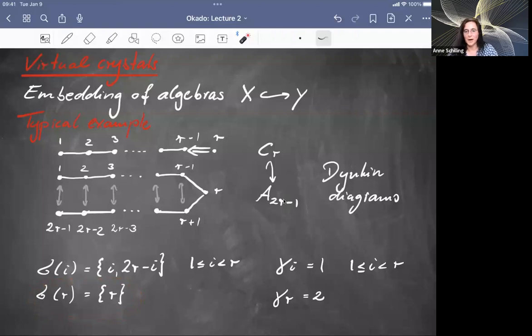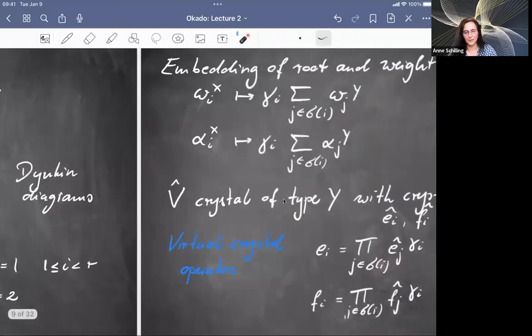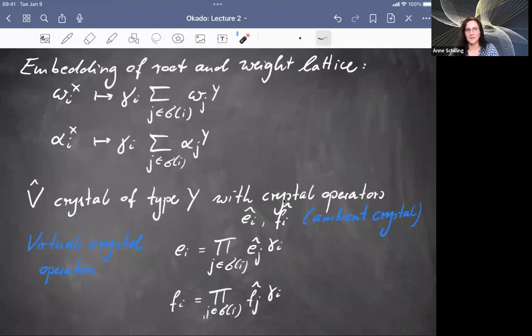Then the other thing that we need to keep track of are what are called multiplicity factors. I'm going to denote them by gamma_i. So gamma_i in this case is equal to 1 for all of these nodes, and it's equal to 2 for node r. That's the data we need. And it turns out that there is an embedding of the root and weight lattice. In particular, the fundamental weights of the algebra X under this embedding will be mapped to a sum of fundamental weights of the algebra Y. We sum over all the elements in sigma, and we also multiply by this multiplicity factor.